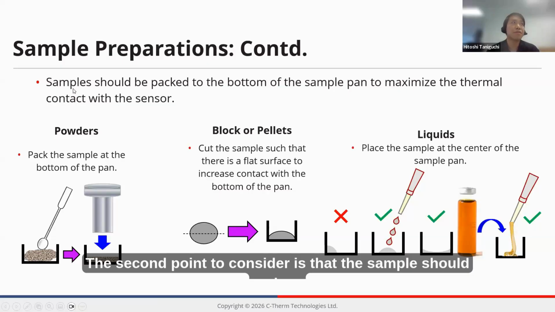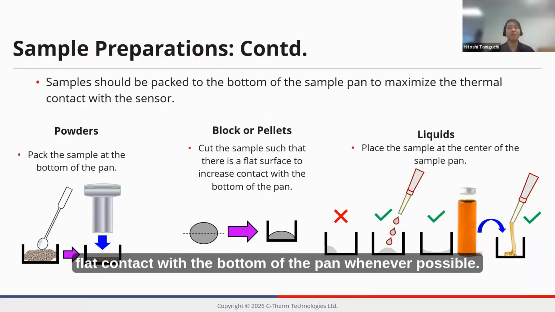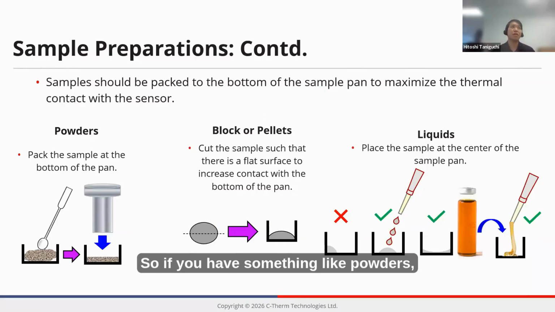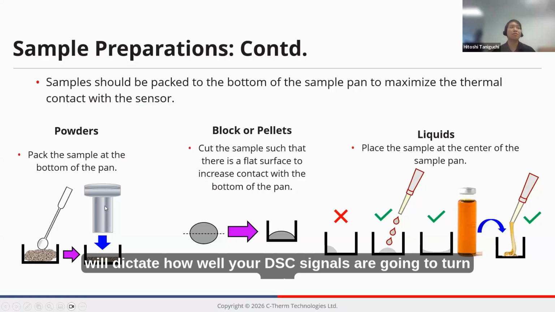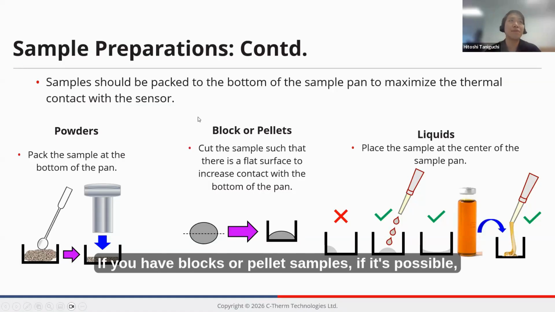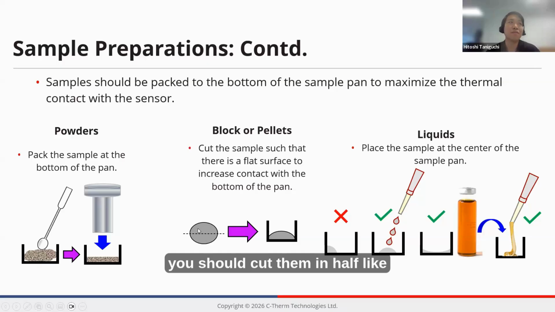The second point to consider is that the sample should make a flat contact with the bottom of the pan whenever possible. So if you have something like powders, it's generally a great idea to pack them, since the quality of the contact between the pan and the sample will dictate how well your DSC signals are going to turn out.